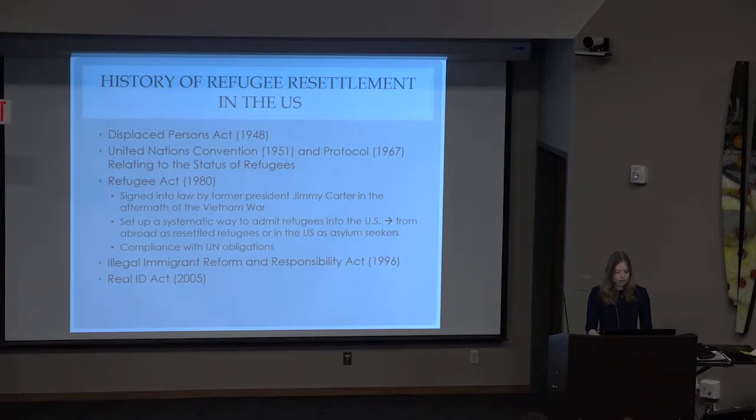The foundation for much of our current law comes from the Refugee Act of 1980. This was a bipartisan act that was passed unanimously by the Senate and signed into law by then President Jimmy Carter. It set up a systematic way to admit refugees into the U.S., either from abroad as resettled refugees or in the U.S. as asylum seekers. It also raised the annual ceiling for refugees and then created a process for reviewing and revising that ceiling to meet emergencies. And it also brought U.S. law into greater accord with obligations under the United Nations Protocol.